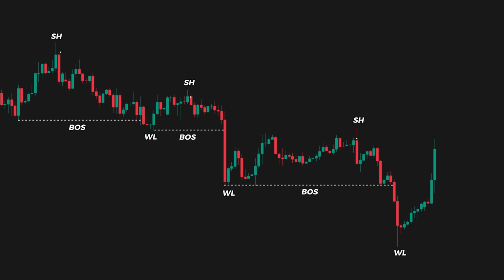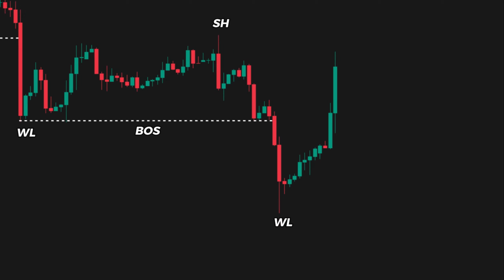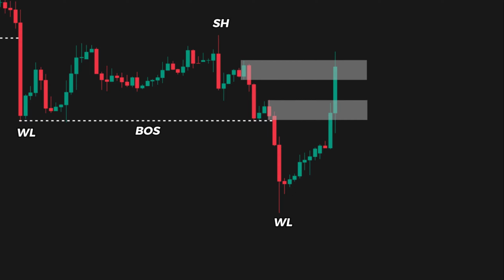Moving forward, the next step involves identifying high probability order blocks, areas on the chart where price has a tendency to revisit in order to fill liquidity. These zones act as significant levels where institutional activity is likely to influence price movements. On this chart, we can identify two valid order blocks that meet the necessary criteria for a strong trading setup.